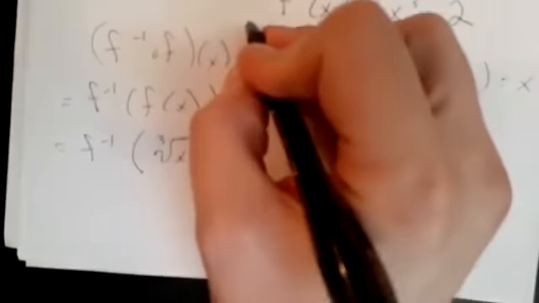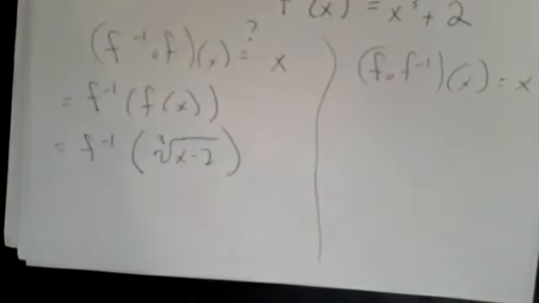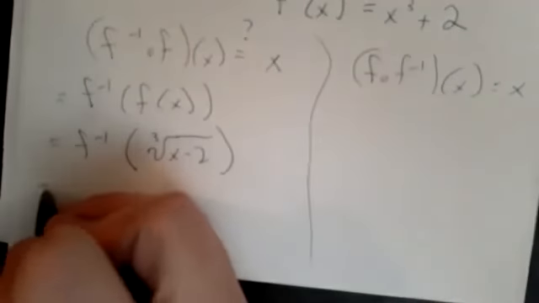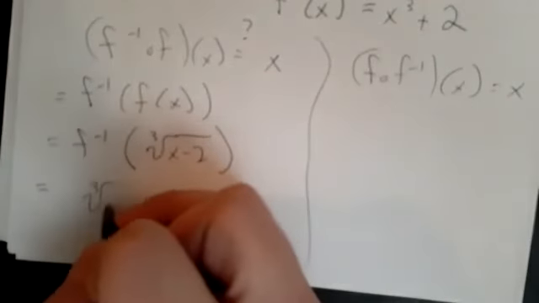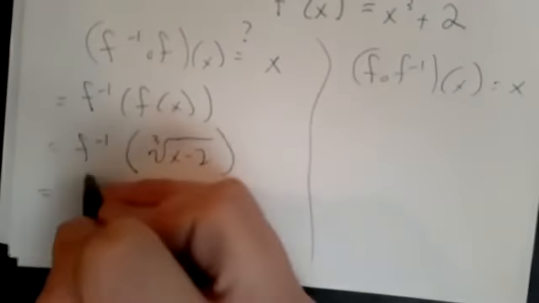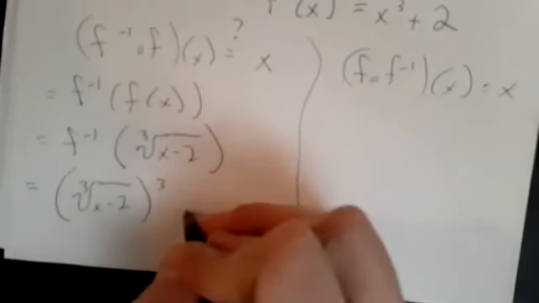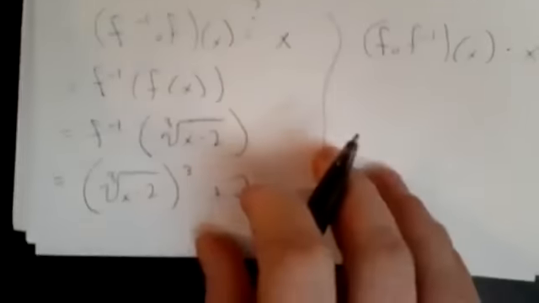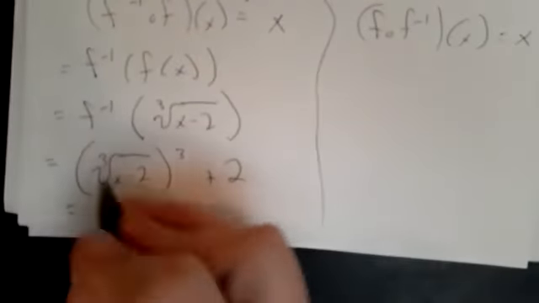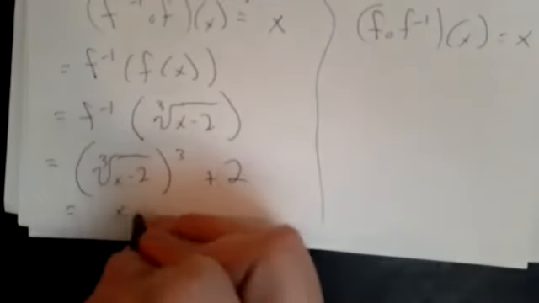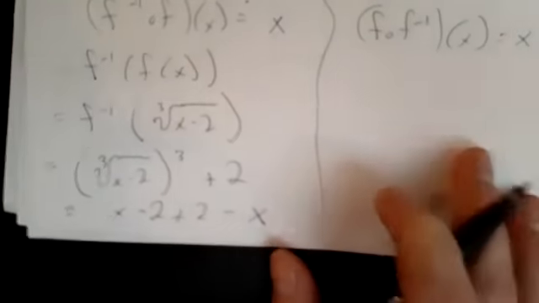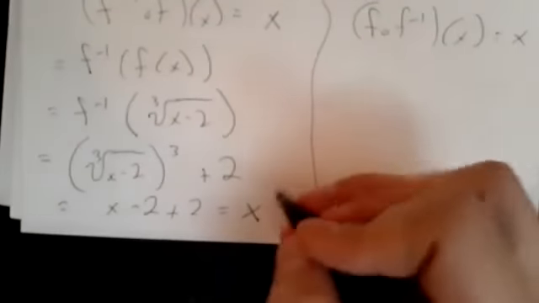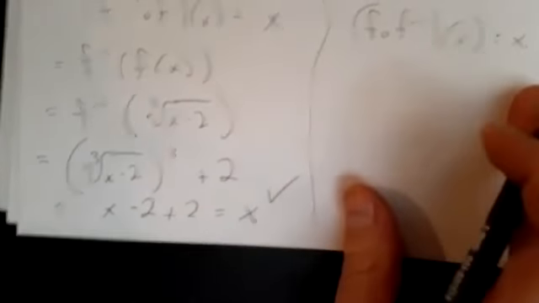So we're trying to see if that's true. And then I'm plugging this into my inverse function. So I take the cube root of x minus 2. I want to take this thing, cube it, and then add 2. And so these two things are inversing each other. So we get x minus 2 plus 2. You might notice we're getting our x that we want out of this. So this verifies half of the definition.